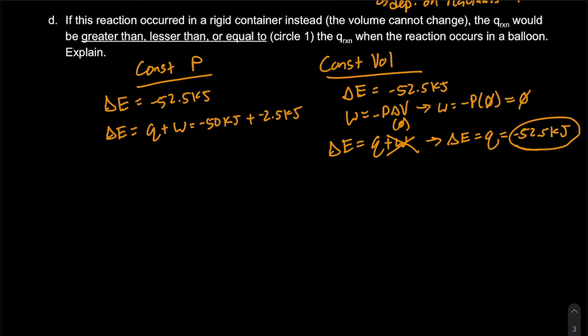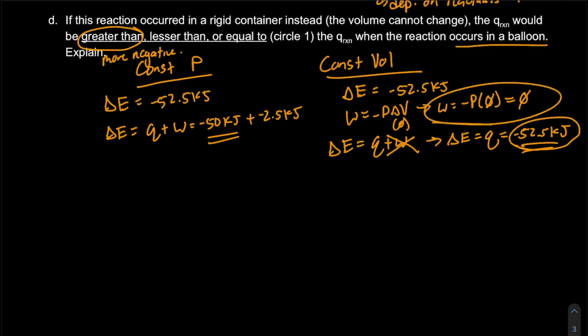And so if we go back to this observation of Q for a constant pressure versus Q for a constant volume, and again, this is specific to this condition, it might be different depending on what kinds of work values we have. The Q of the reaction would be greater, actually, we can say it's more negative, than the Q of the reaction when it occurs in a balloon. And that is because there's no work done, and the only way we can manifest this change in internal energy is by heat being released in this reaction in this specific example.